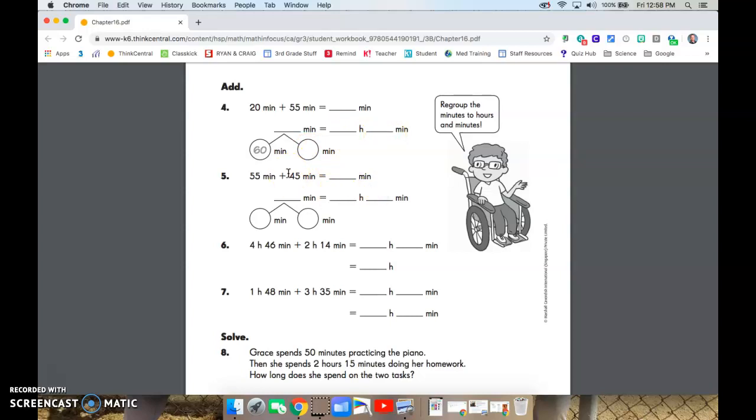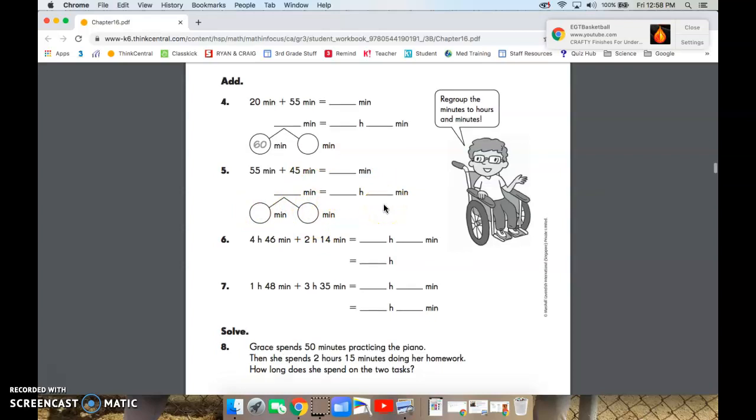Let's do this same thing here for the 55 and 45. First, let's add 55 and 45 together. That is 100 minutes. So 55 minutes plus 45 minutes is 100 minutes. So now we take away the 60 minutes for 1 hour, which is 40 minutes left. So it's going to be 1 hour and 40 minutes.